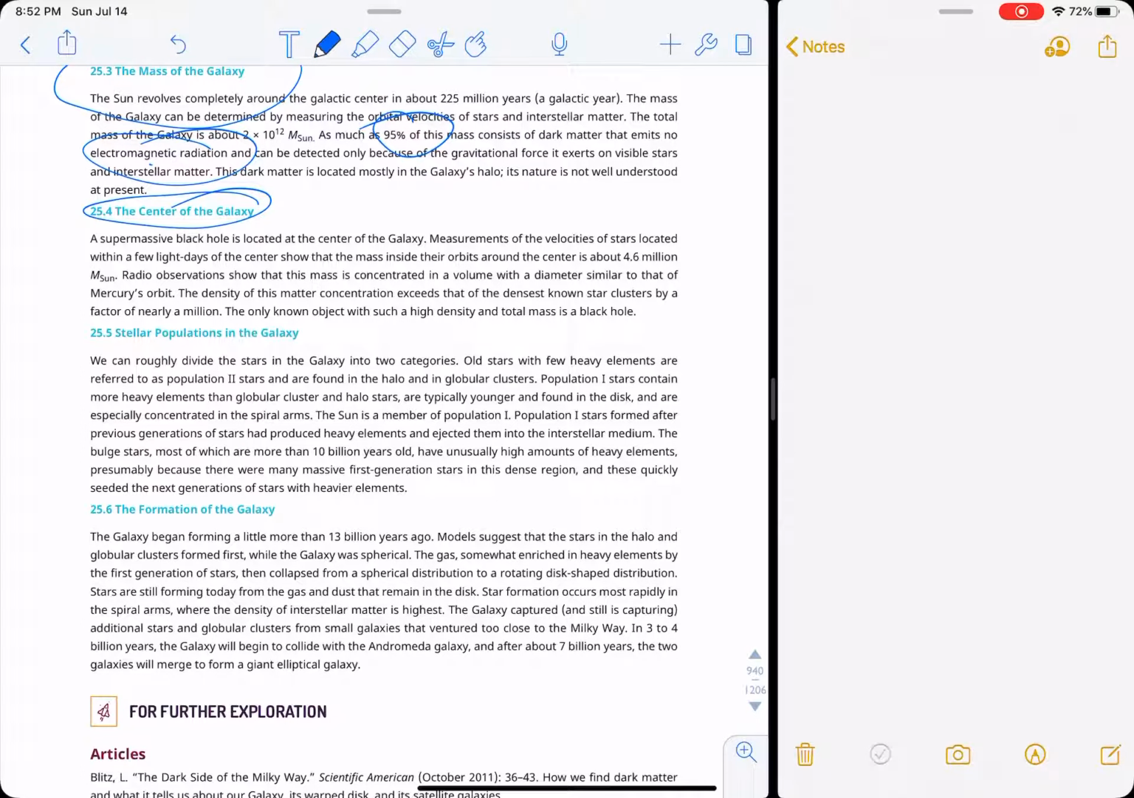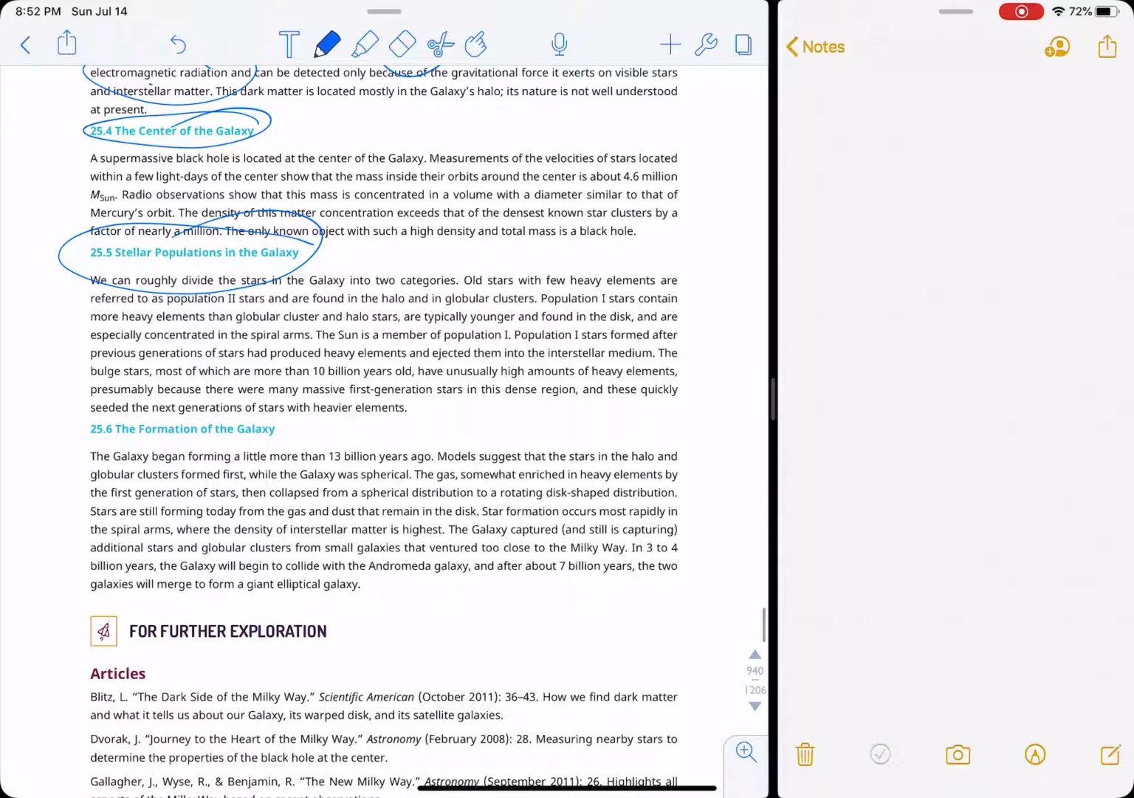At the center of the galaxy, there's a supermassive black hole. There's two populations, old stars and new stars, and we think the galaxy began forming basically at the beginning of the universe. The halo and the globular clusters formed first. The galaxy was still spherical. They're still forming today in the collapse here. And then the galaxy is continuing to eat other objects, small galaxies, globular clusters, and so on. And in 3 to 4 billion years, we will merge with the Andromeda Galaxy and form the world's greatest band.